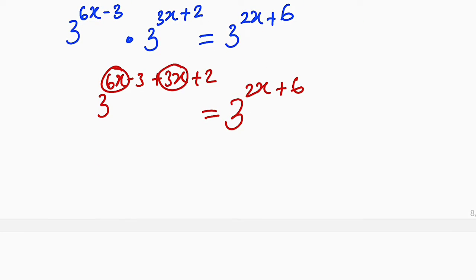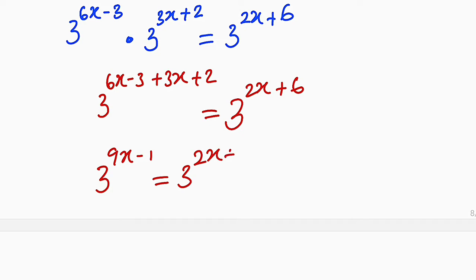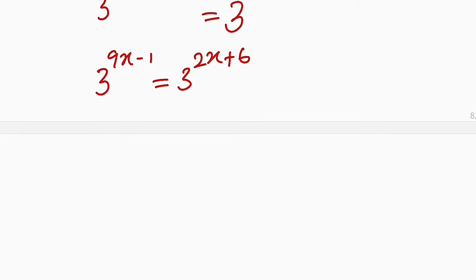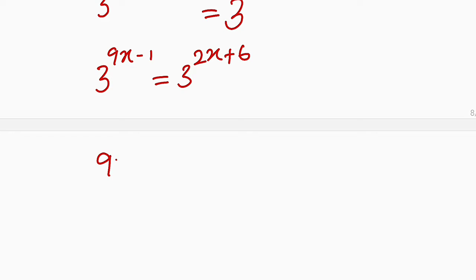6 plus 3 is 9, right? So we have 3 to the power of 9x. Minus 3 plus 2 is minus 1. So 3 to the power of 9x minus 1 is equal to 3 to the power of 2x plus 6. Since the bases are the same, we are going to equate the exponents, which implies 9x minus 1 is equal to 2x plus 6.